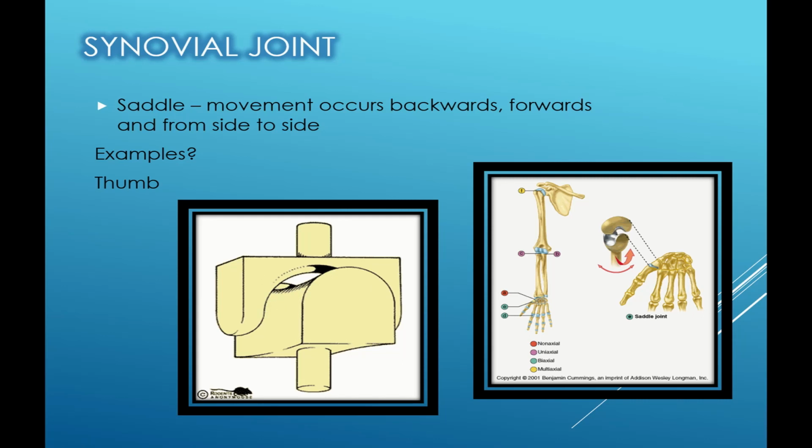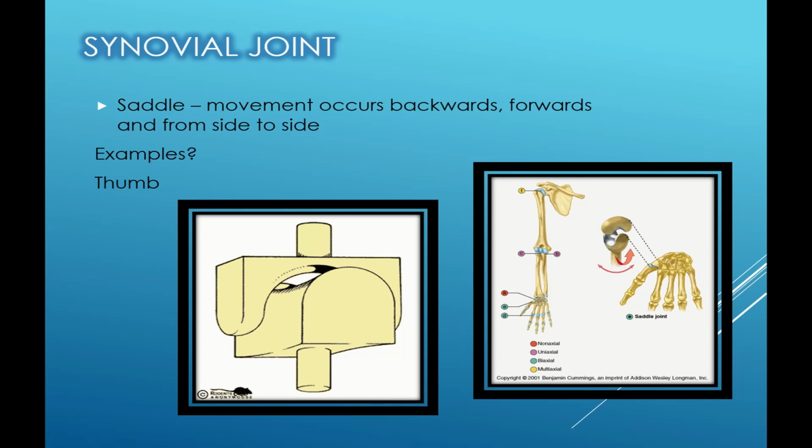So at the thumb we get, of course, the opposability of the thumb, where we can move it independently of the rest of the hand, and it's the saddle joint which actually allows that to occur. So when you're talking about a saddle joint within your exam, make sure that we mention the example of the thumb.